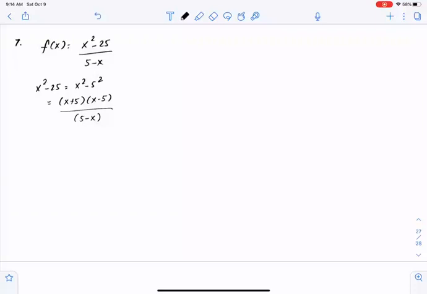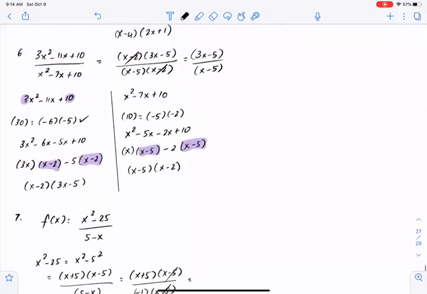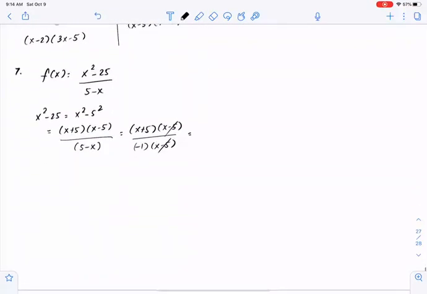But how though? Well, if I pull a negative out of the denominator, I will end up getting x minus 5. So the numerator and the denominator x minus 5 will get cancelled. So we would simply have x plus 5 divided by negative 1, which is minus 1 times x plus 5.